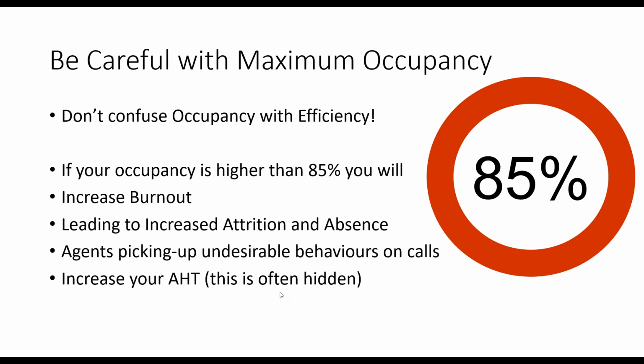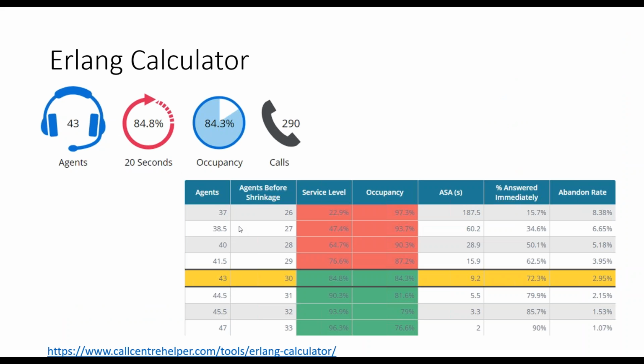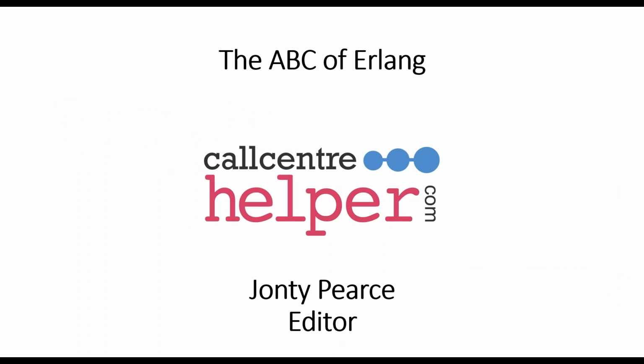And so if you want a simple way to deal with all of these, use the Erlang calculator on Call Center Helper. We cover all of these different areas. So you can put in an average patience into it, which pulls in the Erlang A formula, pulls out the maximum occupancy, and it gives you overall results. So the number of agents is based on Erlang C, the abandon rate based on Erlang A, and it will tell you at what point you can go above the occupancy figures. So that's just a sort of quick little secret of Erlang for you. That's the ABC of Erlang.